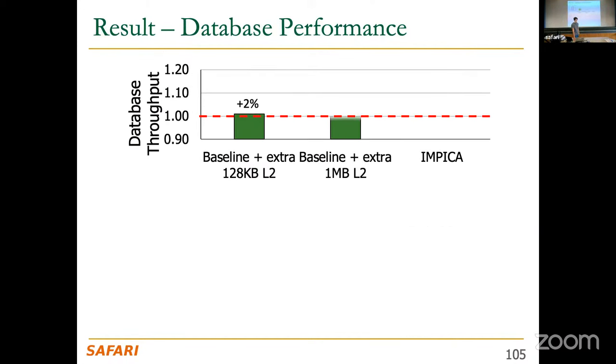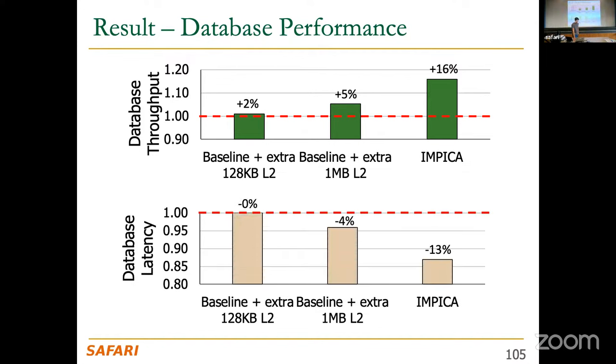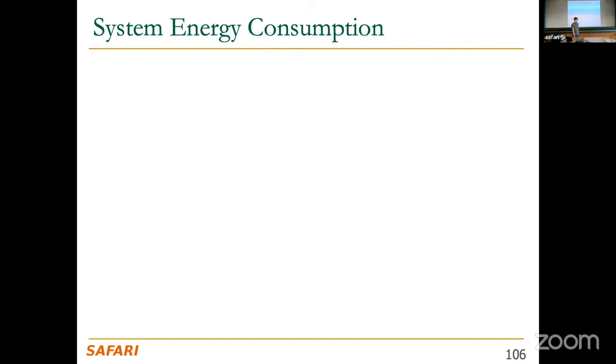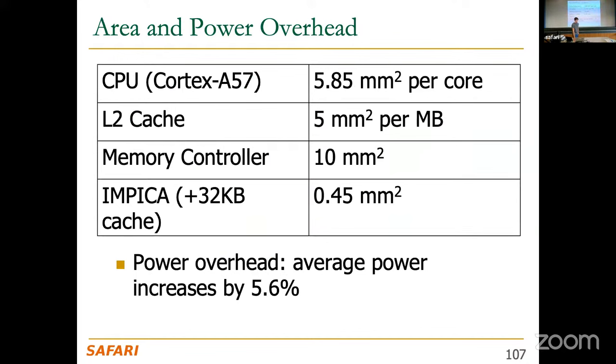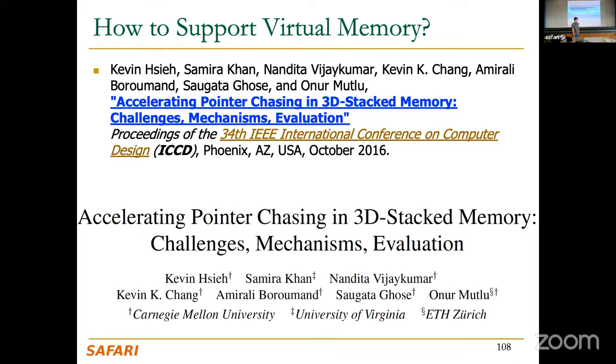There are also results for database performance. The speedup or the throughput improvement is not great, but it's up to 16% faster, and also shorter latency in the database queries. And in terms of performance, there are also some good energy savings in some cases. Okay. So this is one potential solution to virtual memory address translation in processing in memory systems. It's a kind of interesting approach performed by this IMPICA paper, but there could be more.